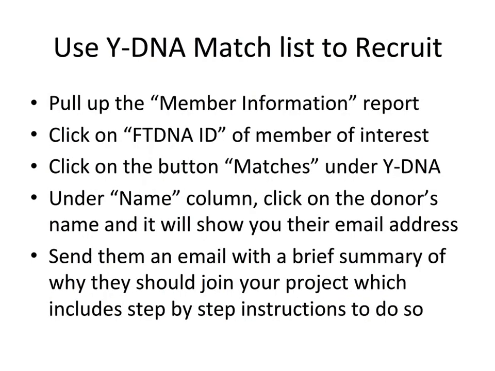Best thing you can do is grow your project because the more information you have, the better. So how do you recruit? First of all, you pull up a report called the Member Information Report. You click on the ID of that member, and then hit the Matches button under YDNA, and under the name column, there are donor names. When you find somebody that does not look like he belongs to your group, you can click on his name and it'll pop up his email address.